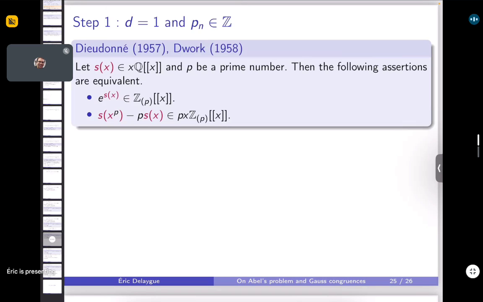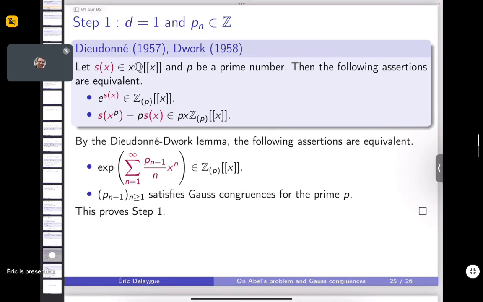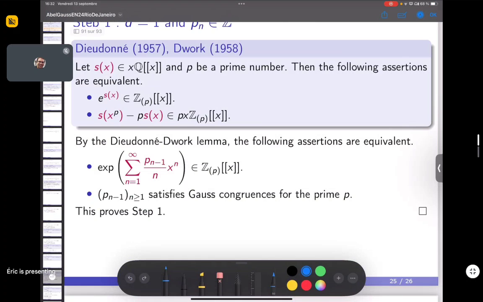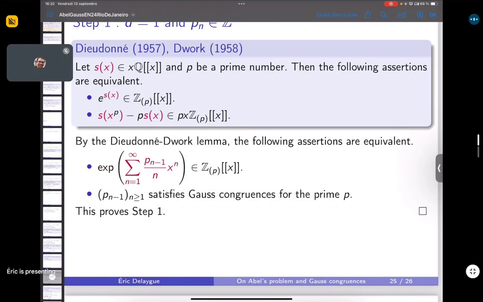Okay, and I rewrite the Dieudonné-Dwork lemma, and we have an equivalence. So the exponential of s of x has p-integral coefficients if and only if you write down this thing. So if you write down these congruences with this, you will exactly find the Gauss congruences, in fact, and so you directly obtain the desired equivalence. Okay, and this proves step 1, the equivalence with the Gauss congruences.